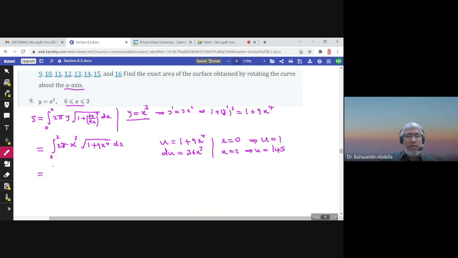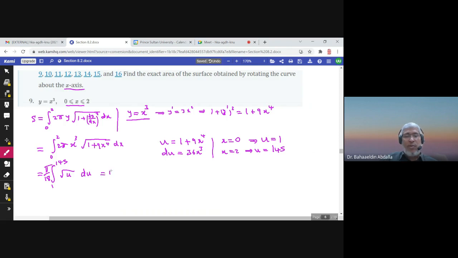So now s would be integral from 1 to 145, and I need 36x cube. I have 2, so I will multiply by 18 and divide by 18 outside. So 18 times 2, 36x cube dx would be du, and there is a pi, and I can take the pi outside. Okay, so pi over 18, and square root of 1 plus 9x to the power 4 is just u.